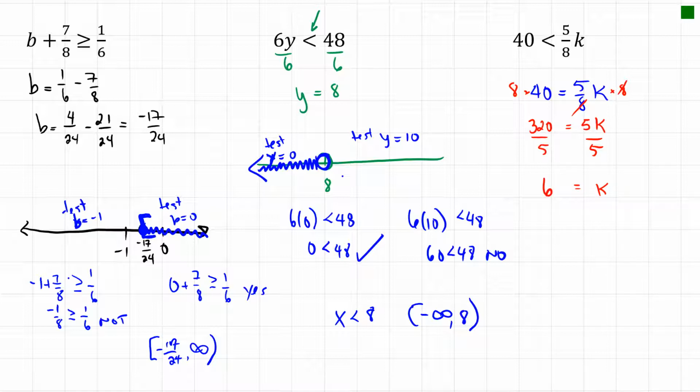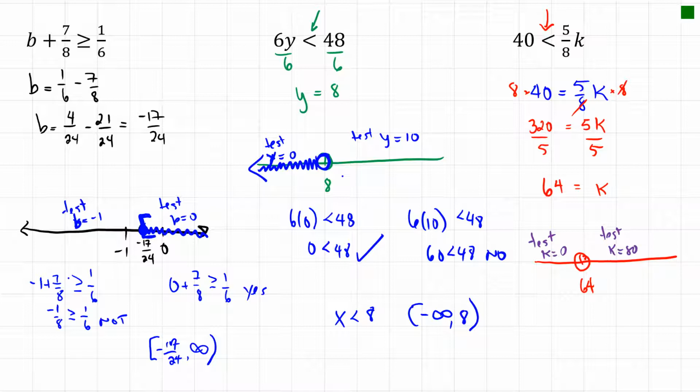5 goes into 32 6 times, 64. So that means I have 64 as my critical point, and I'm going to put a hollow dot there because there's no equal sign in this inequality, and I'm going to test on either side. So let's test an easy number on the left, which is k equals 0, and test k equals 80 on the right side.